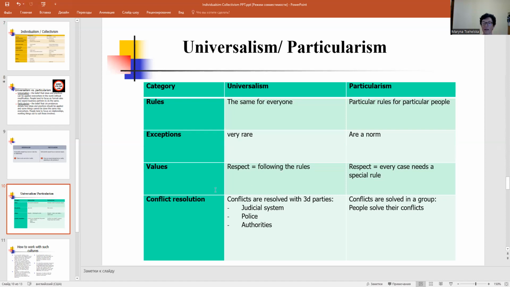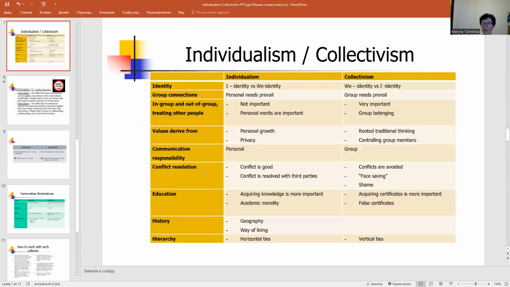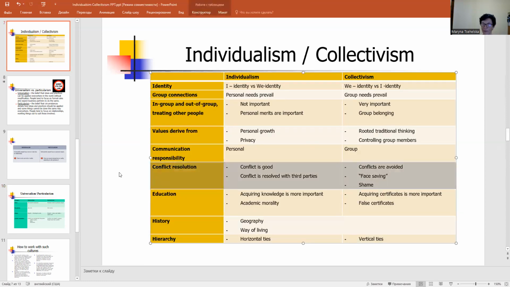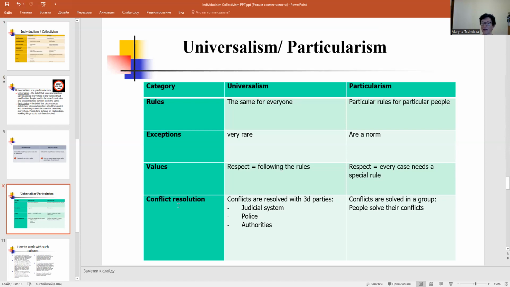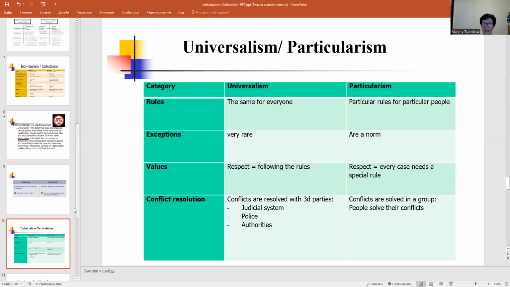And if we think about conflict resolution, we just saw it here, and we'll see that in universalism conflicts are resolved with third parties: justice, police, authorities, and in particularism, conflicts are resolved in a group. So people solve their conflicts themselves.